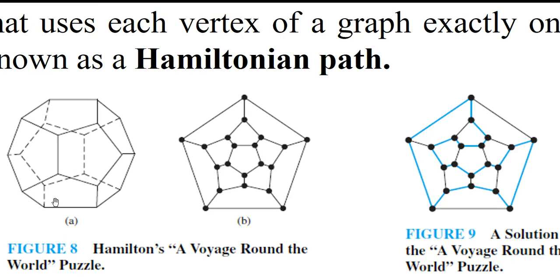So this is the structure, and here each vertex represents a European city and the edges represent the path between them. The game is that we have to start from one city and reach the same city, and we can cross each city only once. What Hamilton did was convert this particular problem into this graph, and then he gave a particular solution of this problem in this graph.